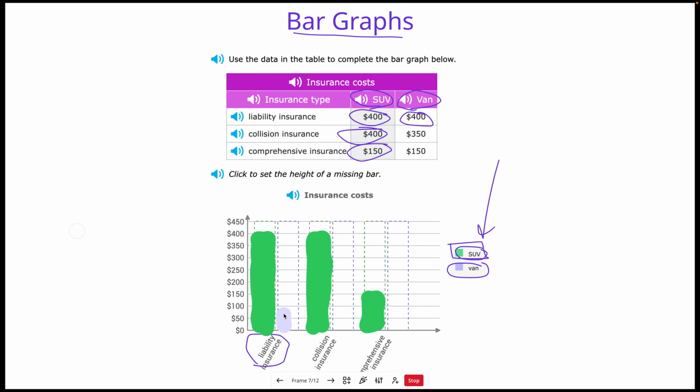And again, I'm going to try and leave space here. A little bit difficult. Okay, there we go. And then for collision insurance, it was $350 for the van. So collision insurance was $350, which is right here. Trying to leave a little space here. Okay. And for comprehensive insurance, it's 150. So 150 is here.